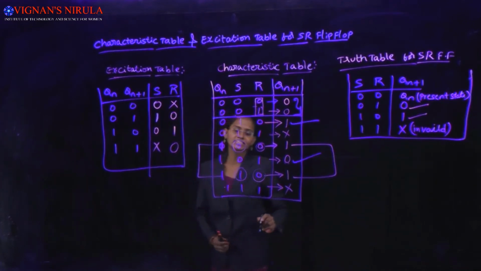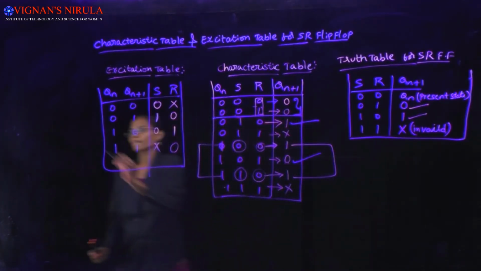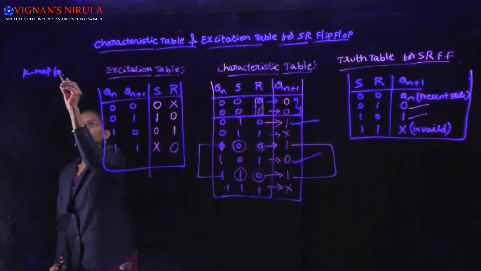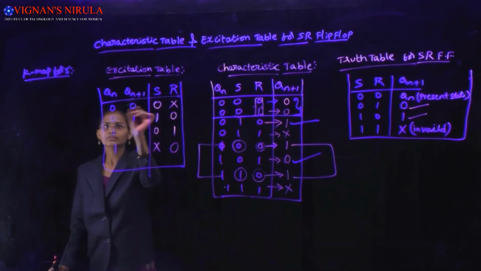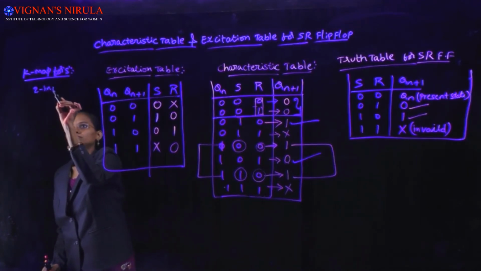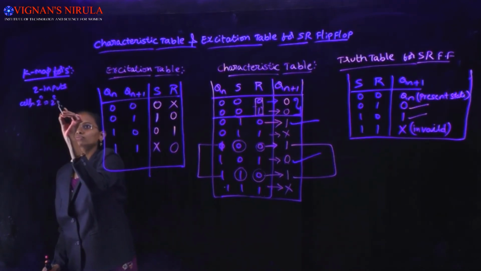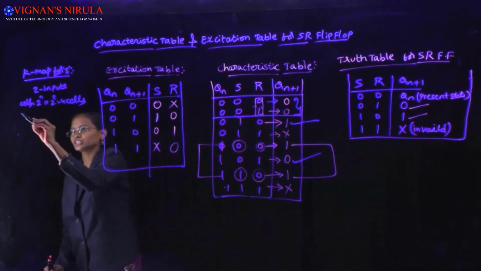Okay, and next see the K map for S and R. K map for S. In S, we are using the two inputs. And draw the 2 power of n cells. The number of cells equal to 2 power of n, that is 2 square, 4 cells. So we draw the 4 cells K map structure.